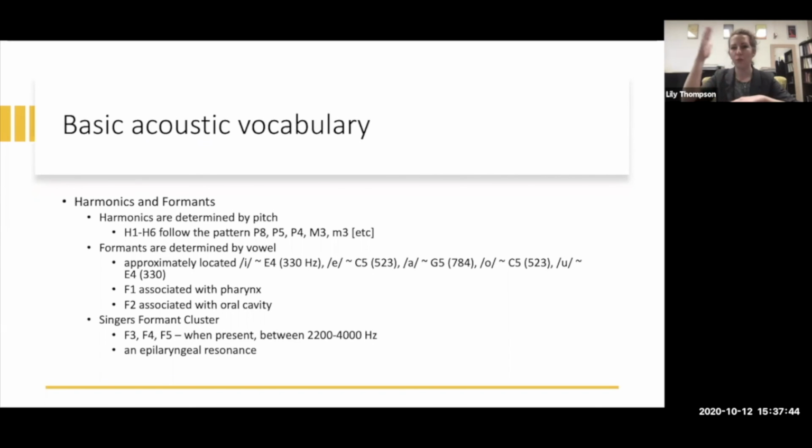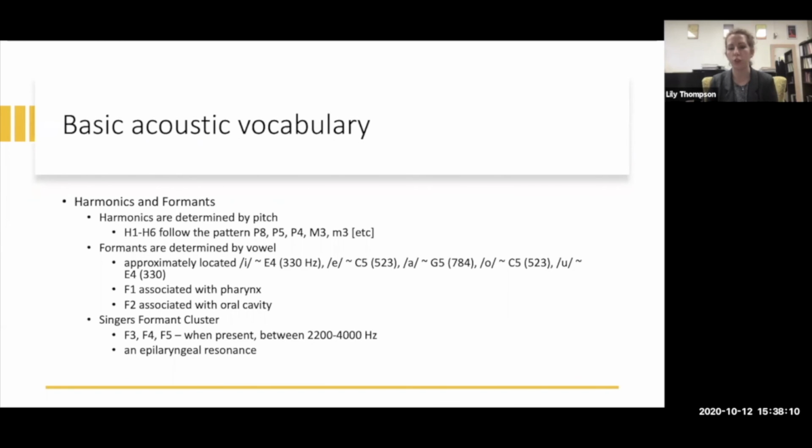The pattern of those harmonics from bottom moving upward is the same pattern regardless of the pitch. And that pattern is from the first harmonic to the second, a perfect octave, from the second to the third, a fifth, third to fourth is a perfect fourth, etc. And so those relationships are maintained regardless of where our pitch lies.